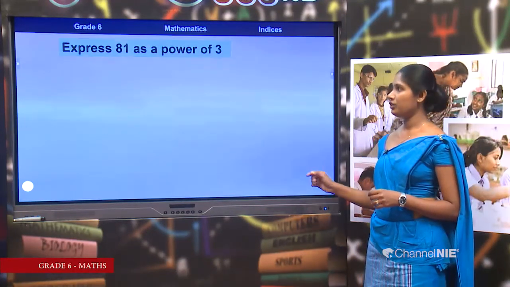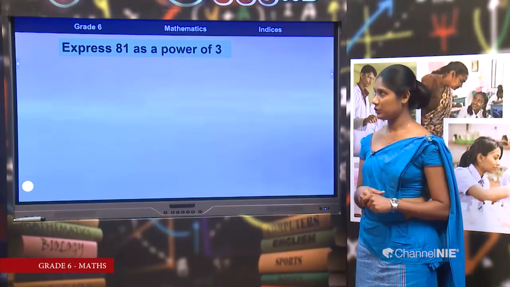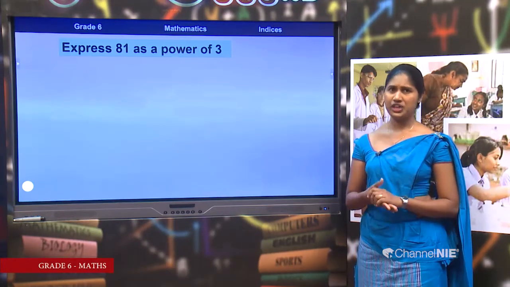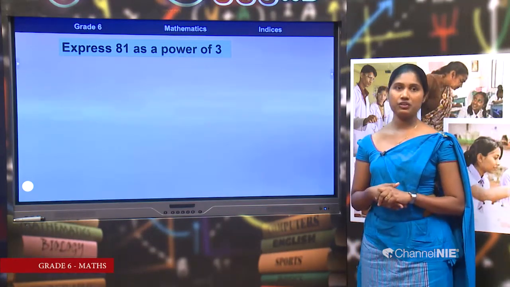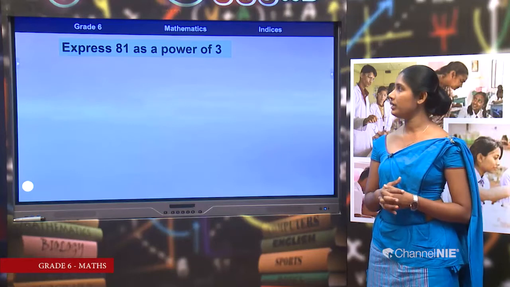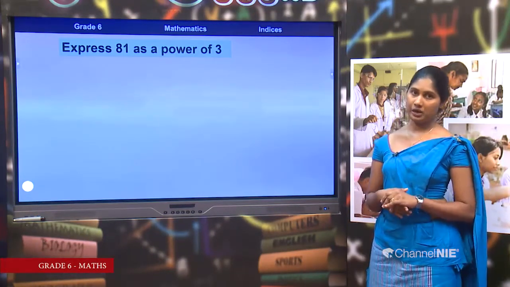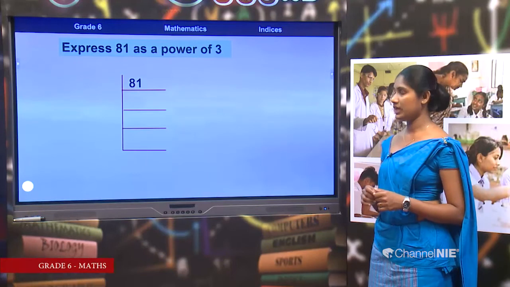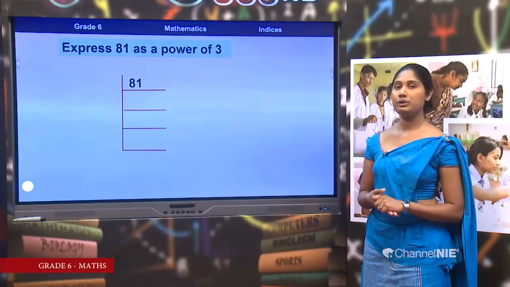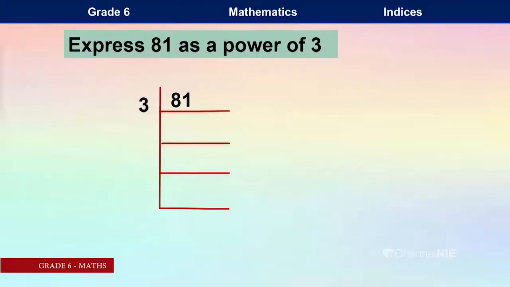Okay. We move to another example. Express 81 as a power of 3. What do we have to do? Then 81 we have to divide by 3. We should divide 81 by 3 until 1 comes. We'll see how to do it. 81, I have to divide 81. You have to divide by 3. So, what is the answer after dividing it? The answer is 27.